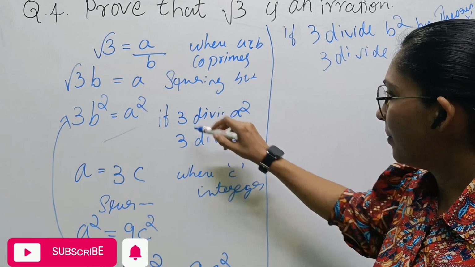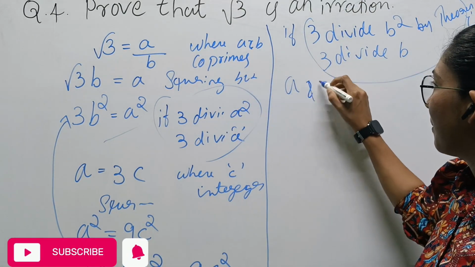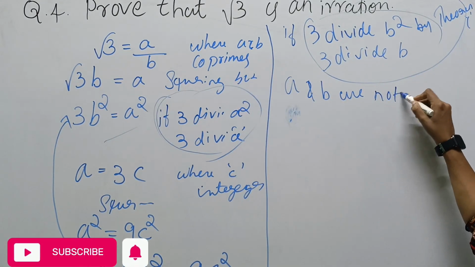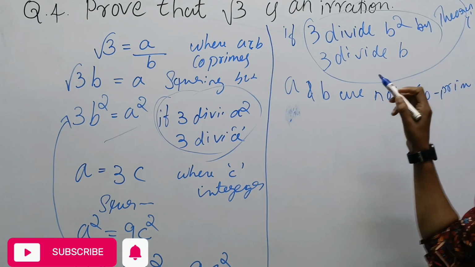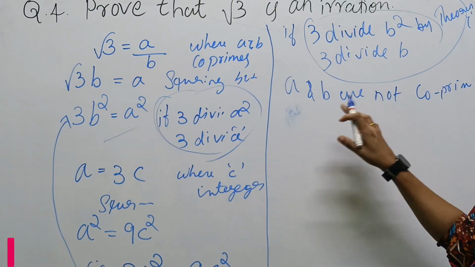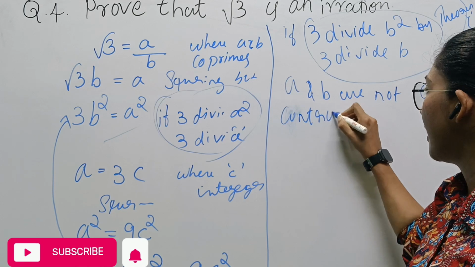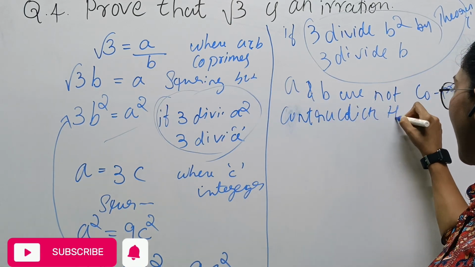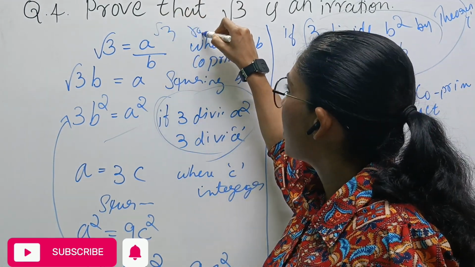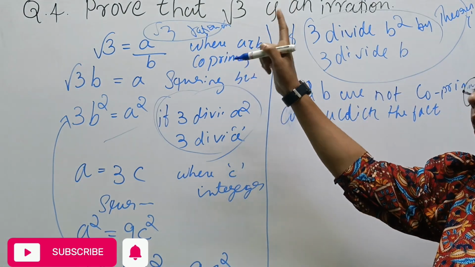Okay, so from these two relations, it is clear that a and b are not co-primes. Okay, first our assumption was a and b are co-primes. Then from this relation, it is clear that a and b are not co-primes. Okay, this contradicts the fact that first we assumed that root 3 is a rational number. I forgot to write here. That is, first assumption was root 3 is a rational number.